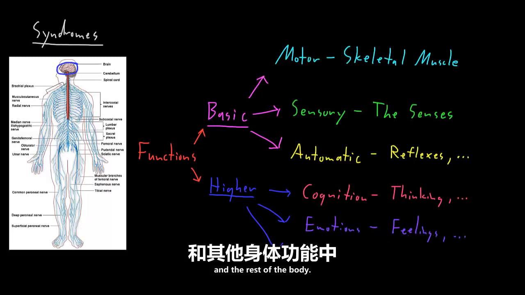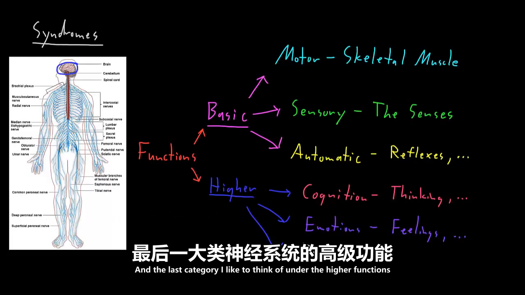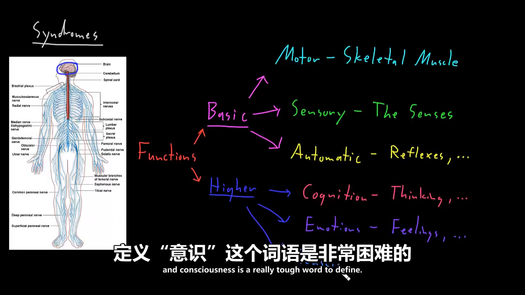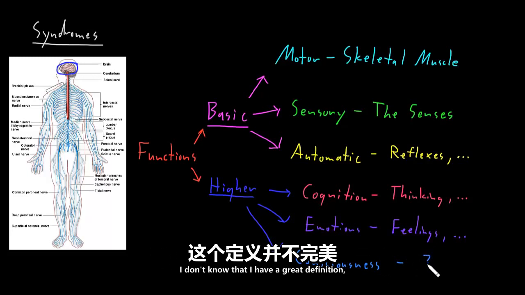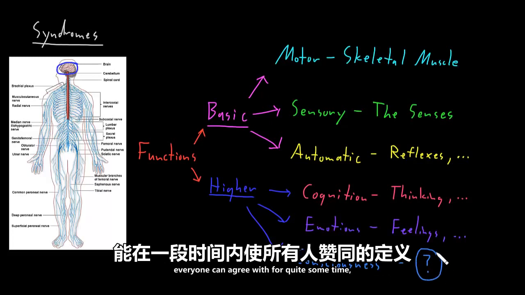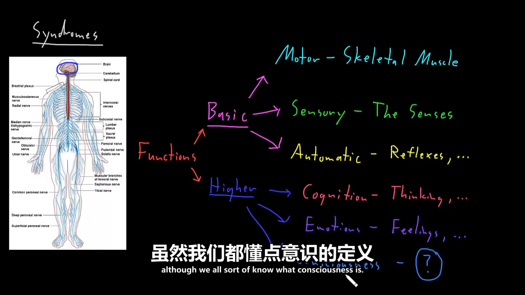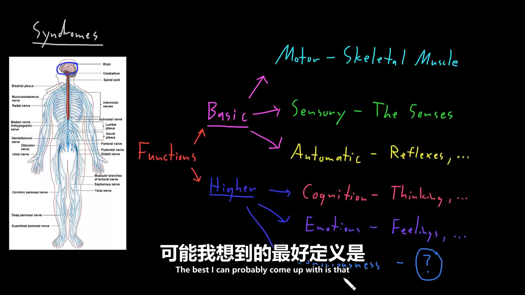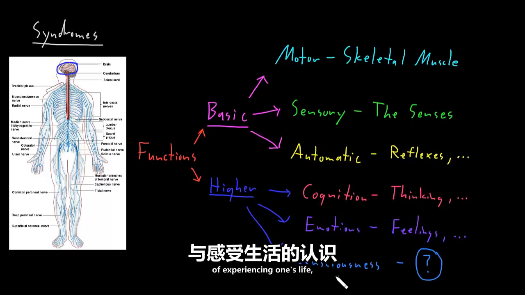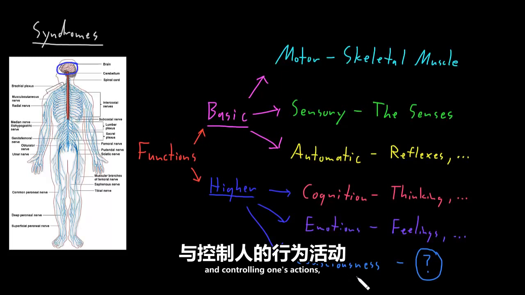And the last category I like to think of under the higher functions of the nervous system is consciousness. And consciousness is a really tough word to define. I don't know that I have a great definition because people have been trying to come up with a definition everyone can agree with for quite some time. Although we all sort of know what consciousness is. The best I can probably come up with is that consciousness is related to the awareness of being a person, of experiencing one's life, and controlling one's actions.